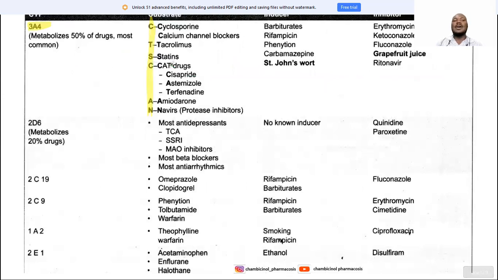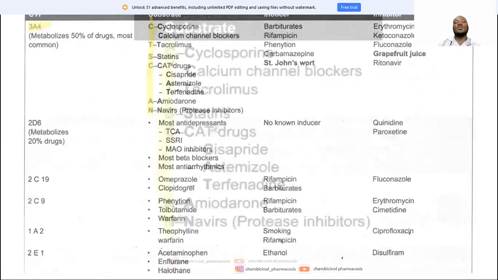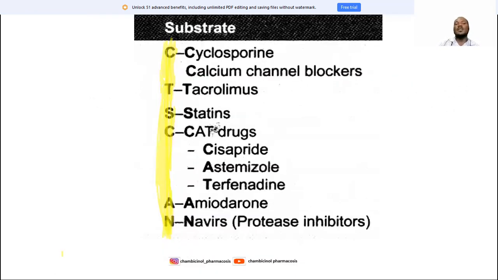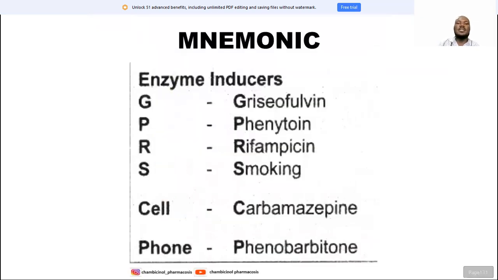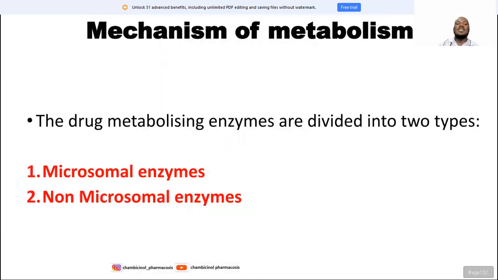So this is the same slide that indicates the substrate, the inhibitor, and the inducer of the microsomal enzymes. For the substrate, I said you can use the CT scan to memorize, and for the inducers you can use the mnemonic GPRS cell phone, to memorize those drugs which have a tendency to cause enzyme induction. G means griseofulvin, phenytoin, rifampicin, smoking. Cell stands for carbamazepine, which has a tendency to cause autoinduction. The phone means phenobarbital. So these are the mnemonics you can use easily to memorize those drugs that cause enzyme induction.